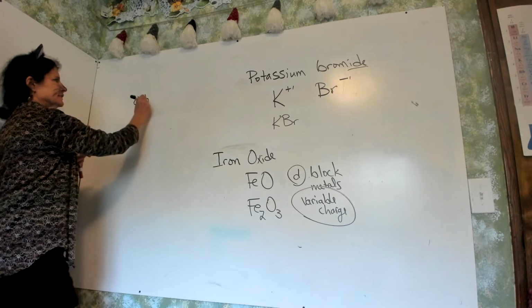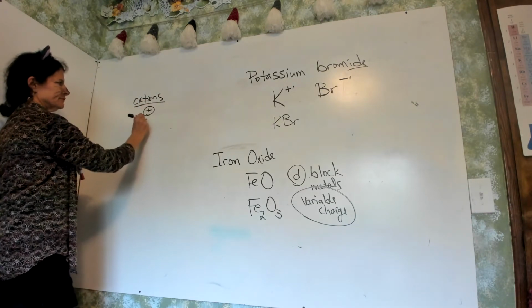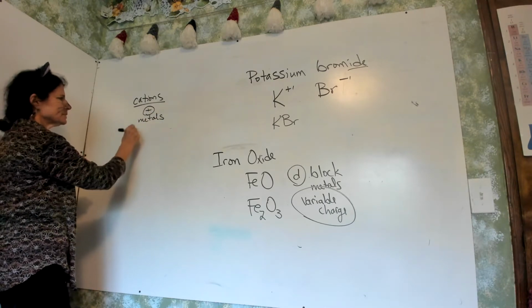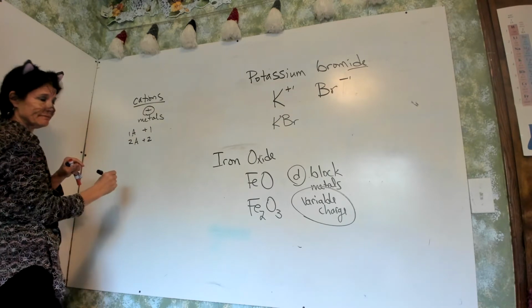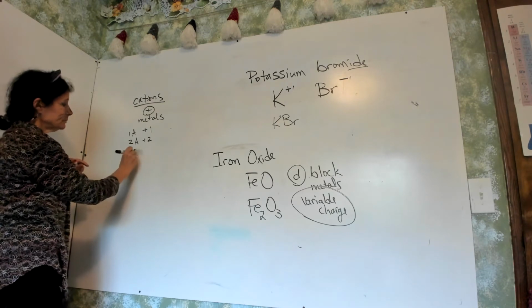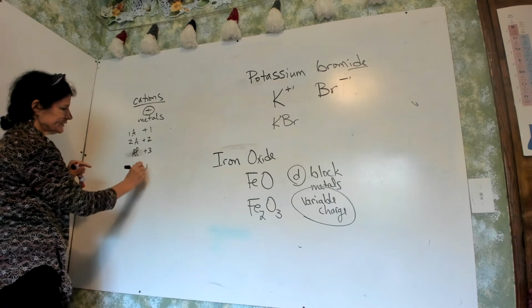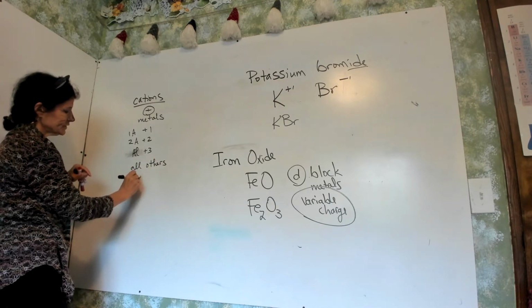So your cations, plus metals, right? Got the idea? The 1As are plus 1. The 2As are plus 2. And then all the others, oops, it's not all the others. Aluminum is plus 3. All the others have variable charges.